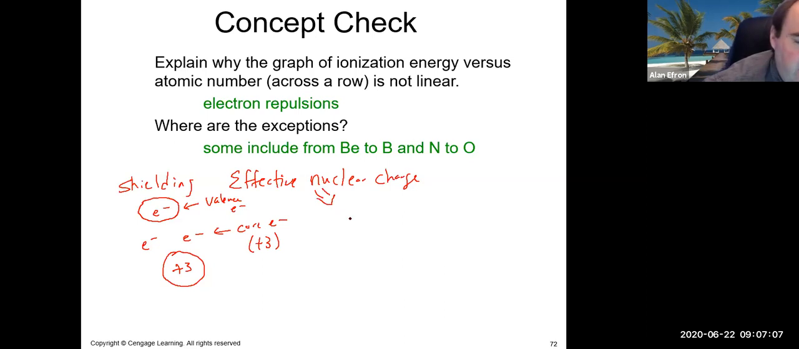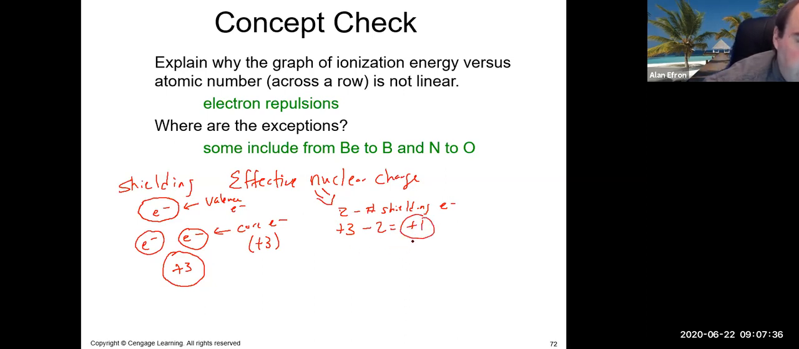But when we get to our valence electron, it feels what is sometimes referred to as the effective nuclear charge. And that is the atomic number minus the number of shielding electrons. So in this case, the atomic number is 3. Our positive charge is +3. And in the case of that valence electron, there are 2 electrons in its way.